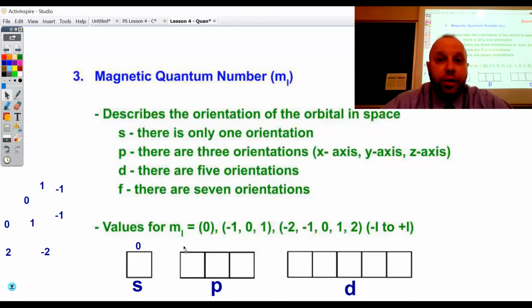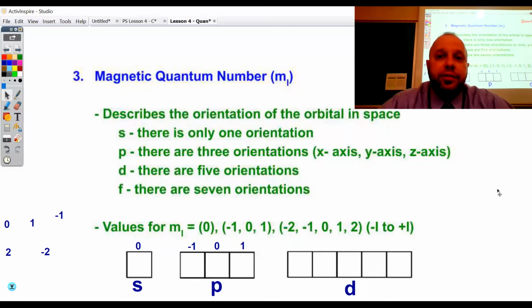For the P sublevel, there are 3 different orbitals because that dumbbell shape can be oriented around the X, Y, or Z axis. So if you notice in the P sublevel, we always draw 3 boxes when we're doing orbital notation. So the box all the way to the left, we're going to call that -1. The box in the center, we're going to call 0. And the box all the way to the right, we're going to call 1.